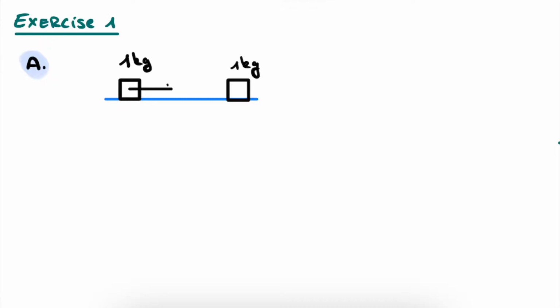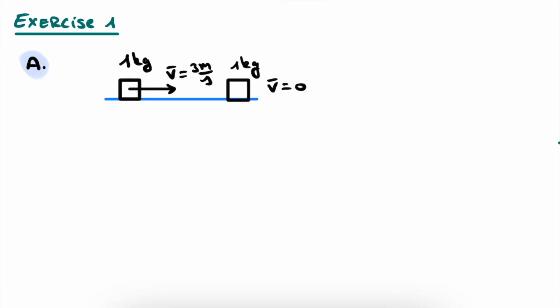In the first scenario, we're going to consider two objects that are moving on a very slippery surface, meaning a surface without any friction to it. The first object has a mass of 1 kilogram, and so does the second object, so both objects have the same mass. Now the difference is that the first object is moving to the right with a velocity of 3 meters per second, whereas the second object has 0 velocity, meaning that it is just at rest.